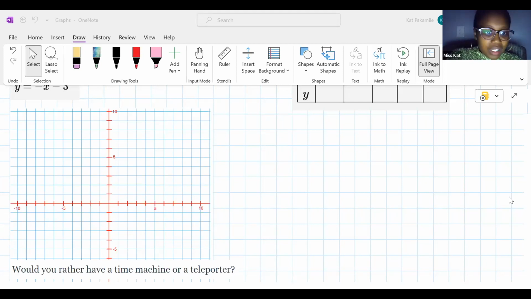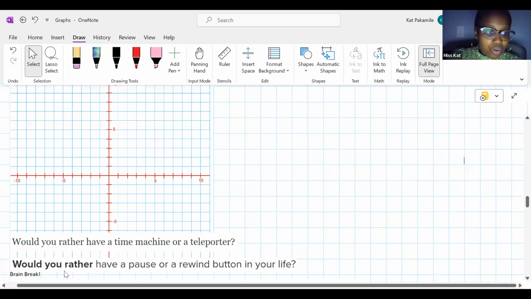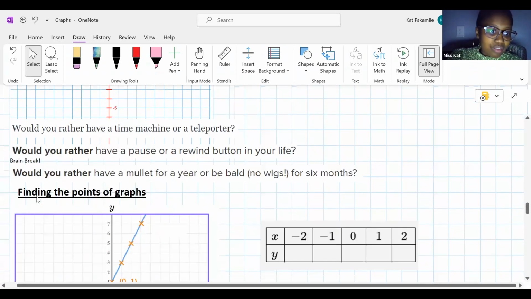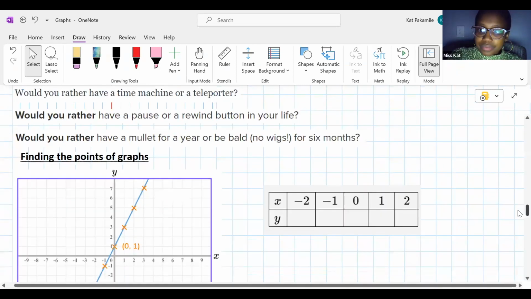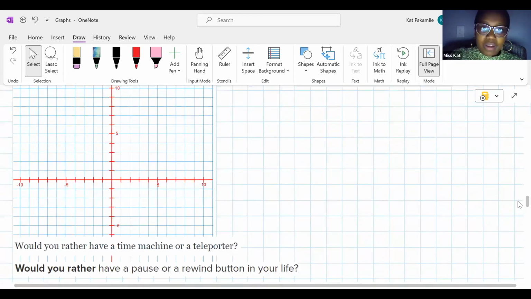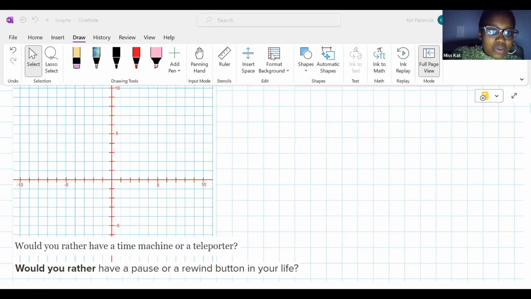Okay. Next one. Would you rather have a pause or a rewind button in your life? Let's hear what people have to say. Rewind. People want to rewind. What have you guys been doing? Why do you want to rewind? Like when you fail, you say let me go back and actually study? Is that what you guys want? Ivile?